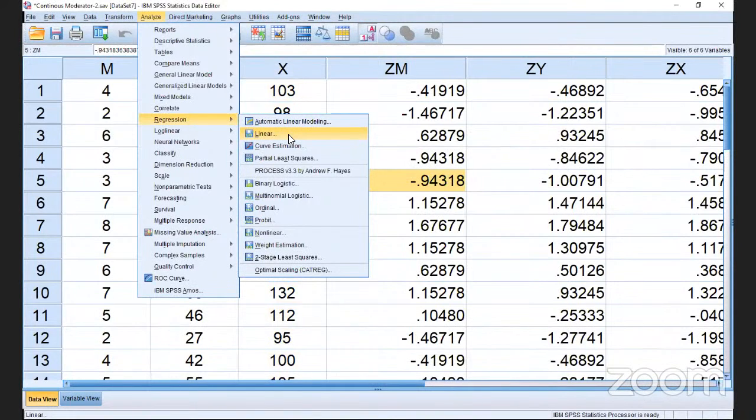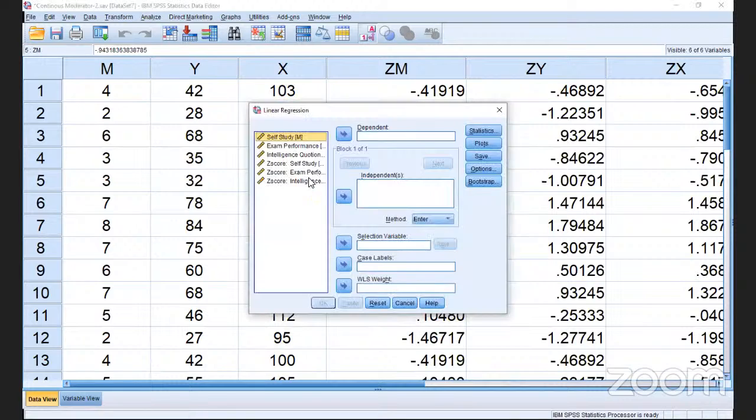Okay, analyze, regression, linear, and I want to check the relationship between exam performance and IQ level. Is there any relationship between the two variables or not? So, exam performance and intelligence.